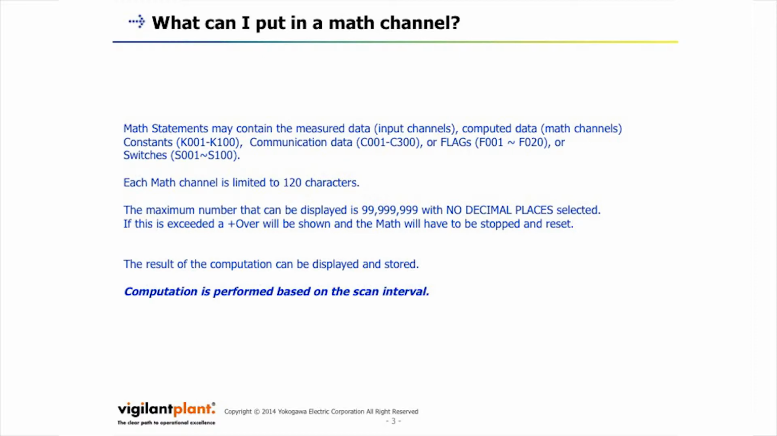The result in computation can be displayed and stored in the GX GP data file. And one important thing to note is that the computation is based on the scan interval. So if you're scanning once a second, that's what your computation will be based on. If you're scanning once every 2 seconds, 5 seconds, or in the case of the GX or GP20, you can scan every 100 milliseconds or 10 times per second.